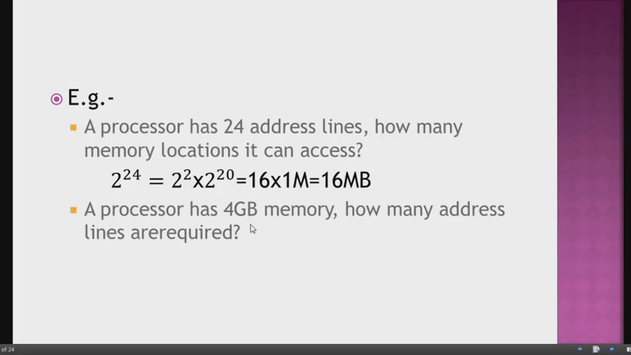Yes, and here is the answer. 4 GB is represented as 4 into 1 GB. 4 is equal to 2 raised to 2 and 1 GB is nothing but 2 raised to 30. So it is equal to 2 raised to 32. So here capital N is equal to 32. So the total of 32 address lines are required for 4 GB of memory. So all of you understood?